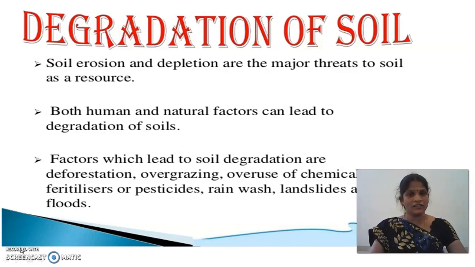The major threats to the soil as a resource are both human and natural factors. Natural means rain, heavy rain and strong wind. Human reasons are overgrazing, deforestation, and overuse of chemical fertilizers or pesticides in agricultural land. Those are also factors which lead to soil degradation.